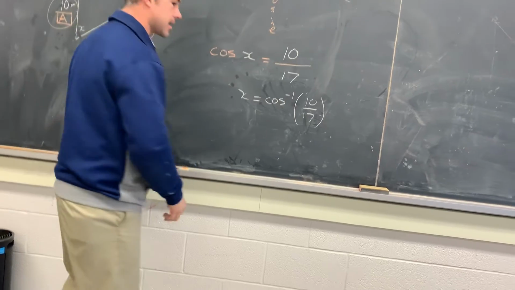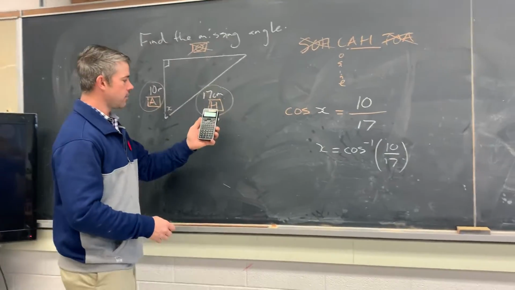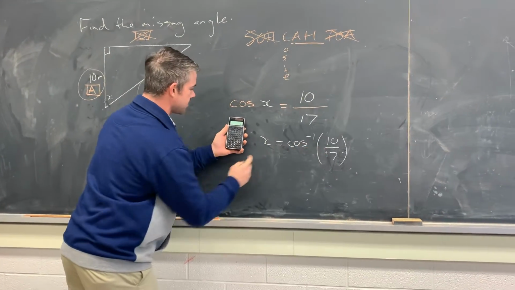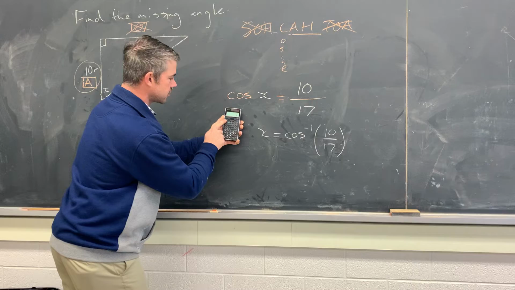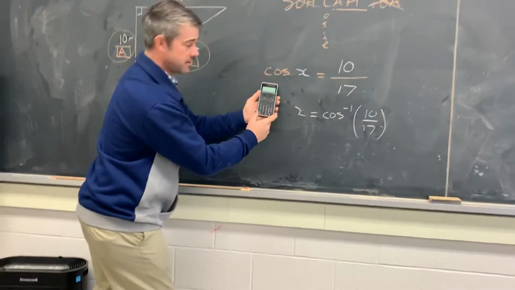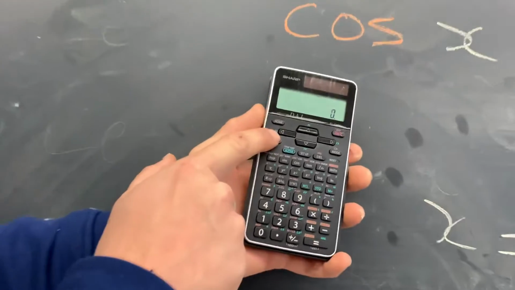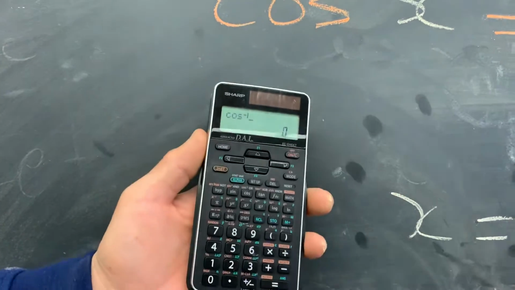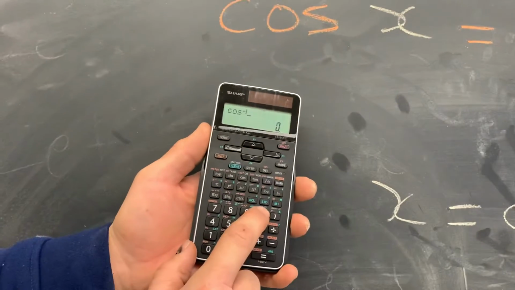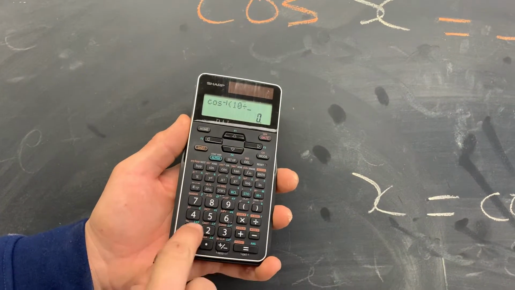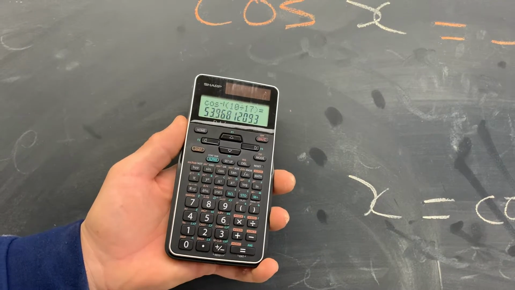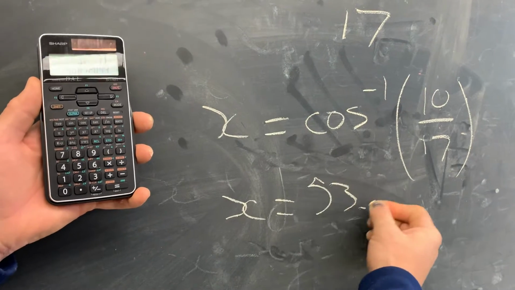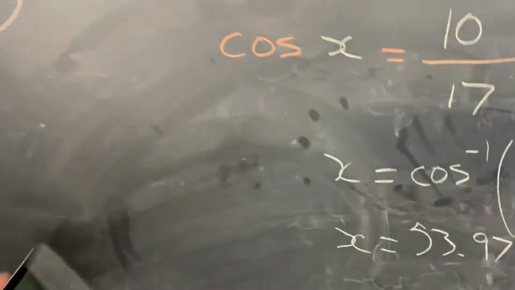Now, at this point, I'm going to need a calculator. And fortunately, I have one right here. So I'm going to type in cosine inverse 10 divided by 17. I have to use the second function button. Maybe we can get a tight angle shot of this. I have to press second function cosine, and that will change this cosine to cosine inverse, exactly as it looks here. Now we'll do 10 divided by 17, and we get our answer of X equals 53.97.